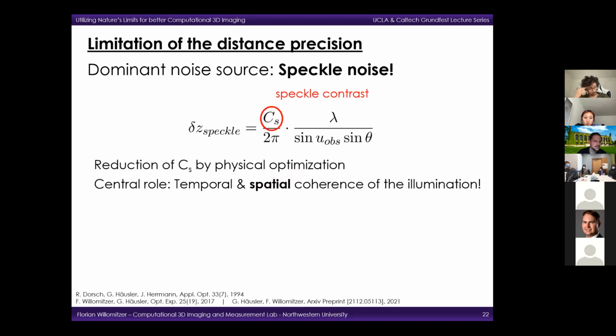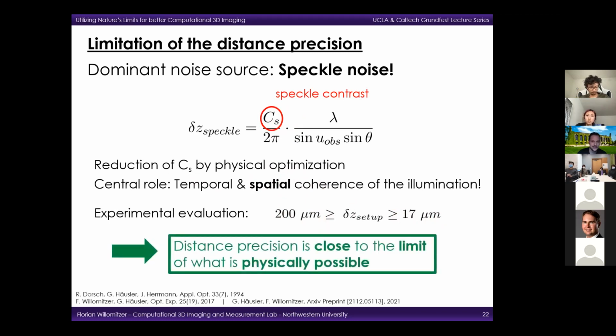And we did this optimization, and eventually we experimentally evaluated the distance precision and got values between 200 micron and only 17 micron in the very best case. And you can actually calculate theoretically that this is very close to the limit of what is physically possible for this kind of multi-line triangulation setups.